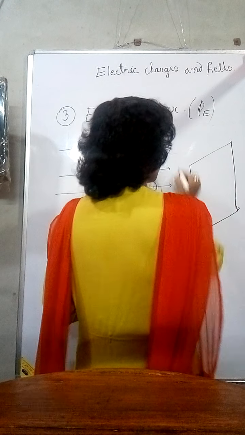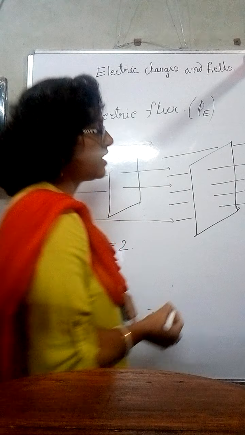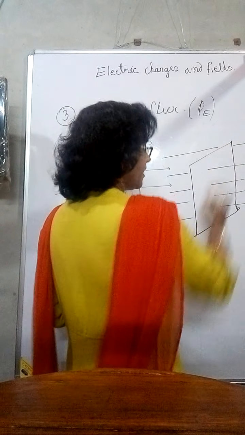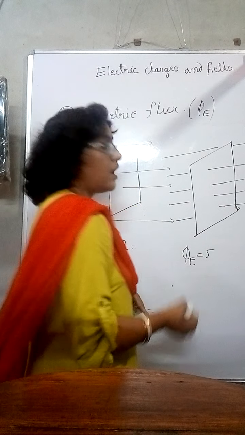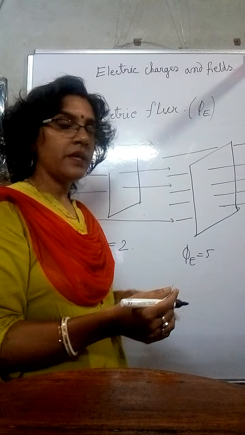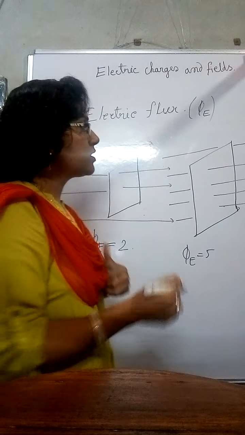In this way, how many lines of force pass through the surface? There are 1, 2, 3, 4, 5. That is, there the electric flux is 5. Also, if the area is more, then the number of lines will also be more. That is, it is clear that electric flux is proportional to electric field strength, and also proportional to area. For that reason, we can write that electric flux phi E is equal to E dot A.